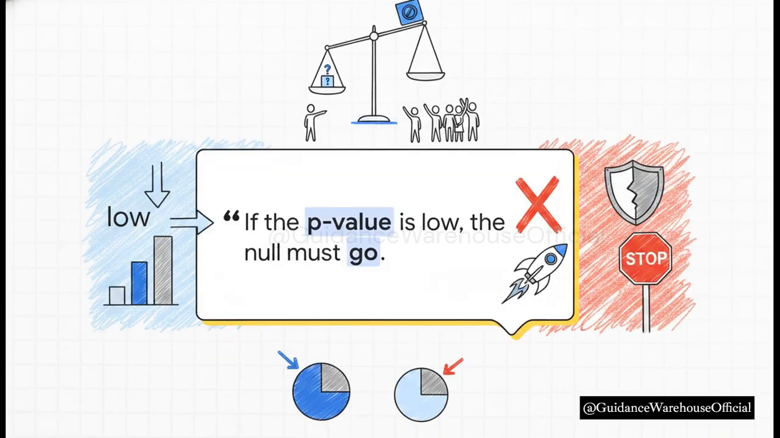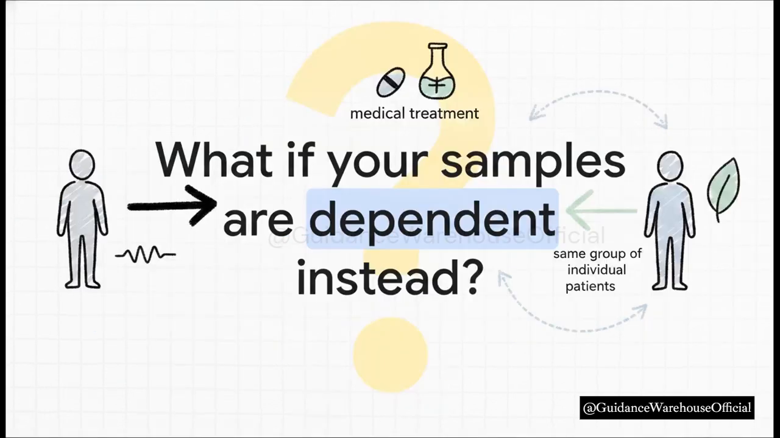And you know, if you take absolutely nothing else away from this explainer, just remember this rhyming golden rule of hypothesis testing. If the p-value is low, the null must go. You reject it. If it's high, the null flies, meaning you fail to reject it. It's that simple.